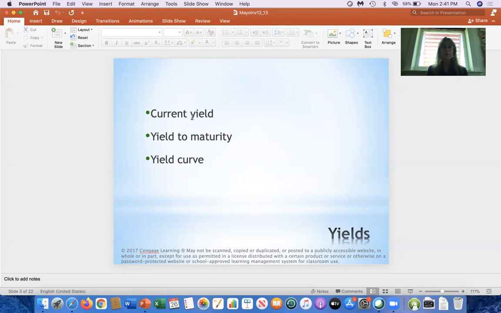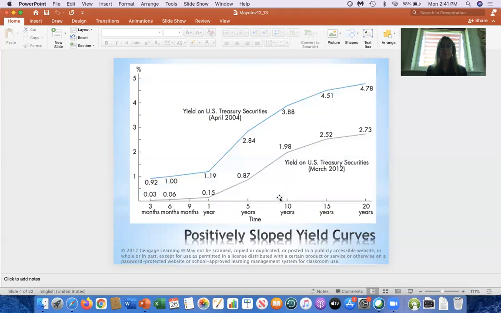Okay, so what people do, they will typically with government bonds, create these yield curves. So the yield curve is just showing us what bonds make over time. Let's look at the chart on the next page. These are U.S. treasuries in March 2012. This is in April 2004. This is showing what government bonds were paying. And so a 3-month bond was paying 0.03% in 2012, almost 1% in 2004.